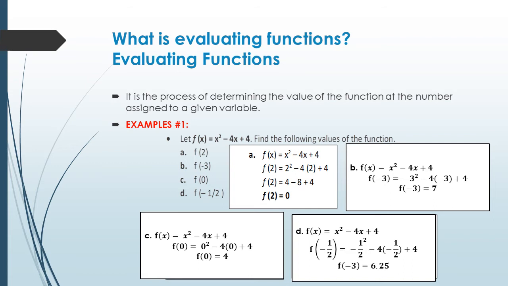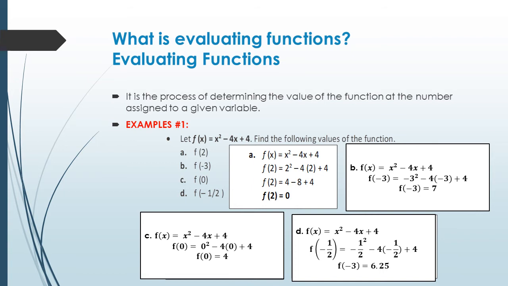Okay, next. Letter B. f of x is equal to x squared minus 4x plus 4. Yan po ulit yung ating given sa example number 1. So, let's substitute the value of x na makikita po sa letter B. So, ang ating value para sa x ay yung negative 3 po. So, f of negative 3 is equal to negative 3 squared minus 4 times negative 3 plus 4. So, the final answer in letter B ay positive 7. Okay, next, letter C.